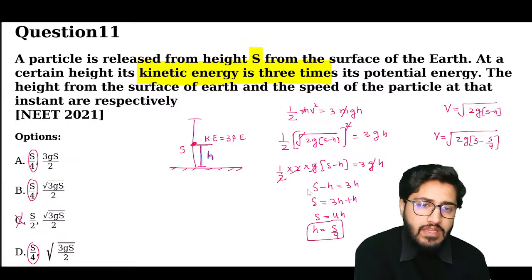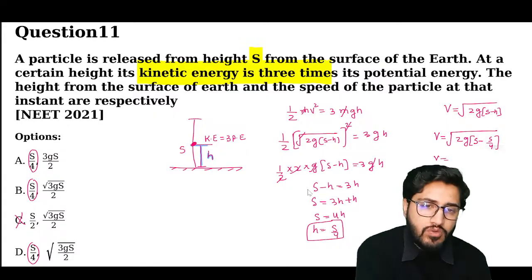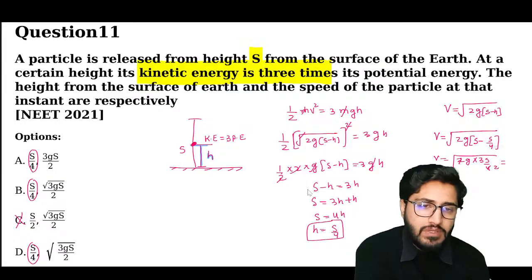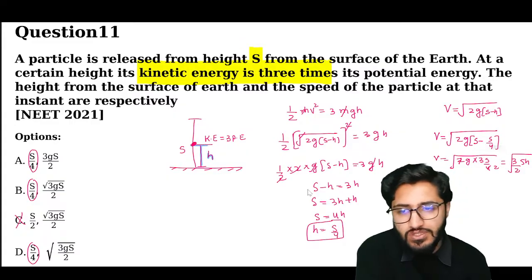So here what do we have? s, it is 4s minus s, right? So v came out to be root of 2g times 3s by 4. 2 ones are 2, 2 twos are 4. So my answer came out to be root of 3 by 2 sg.